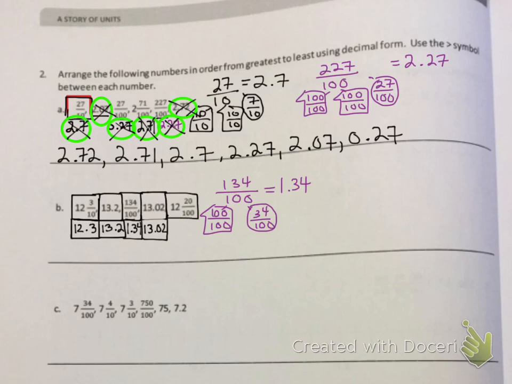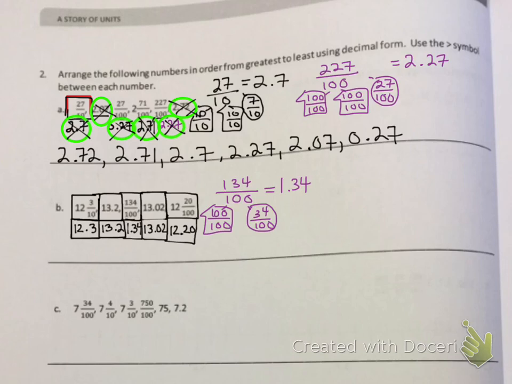And 12 and 20 hundredths. I can just make that a decimal. Simple. Yeah, 12 and 20 hundredths. Perfect. This was a lot more simple for us on this second problem. A lot more simple. So now let's order it from greatest to least.